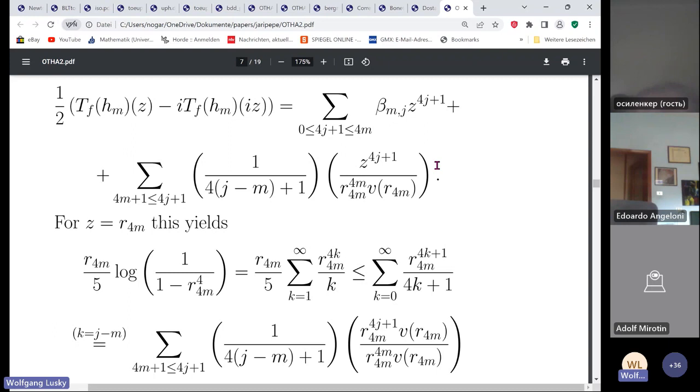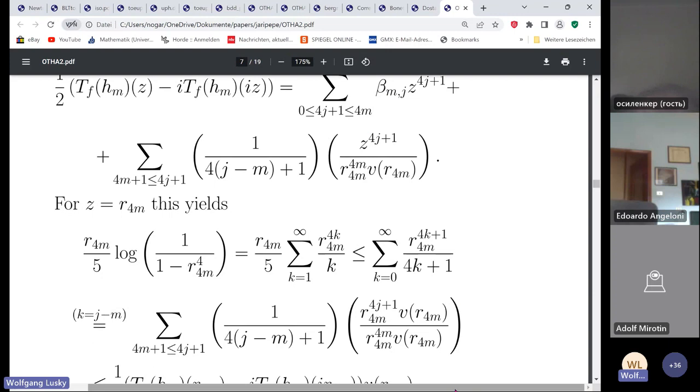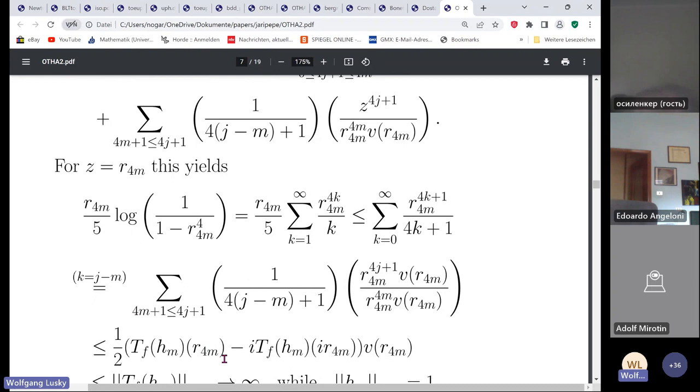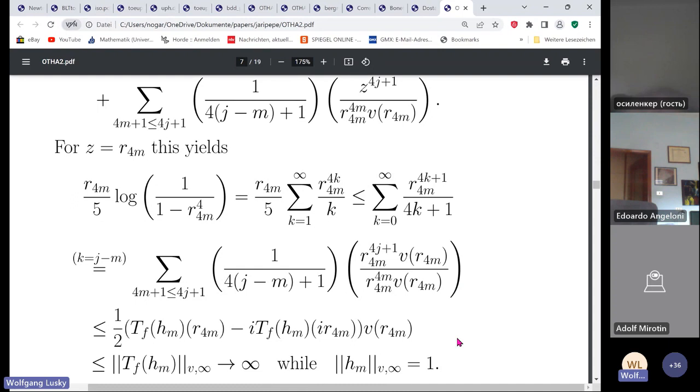Now, if I add these summands here for this z, I add only positive summands and I increase the whole thing again, and I end up having this as before at the point z equal to r sub 4m times this factor here. And now this is easily seen to be estimated from above by the weighted sup norm of T sub F of h_m.